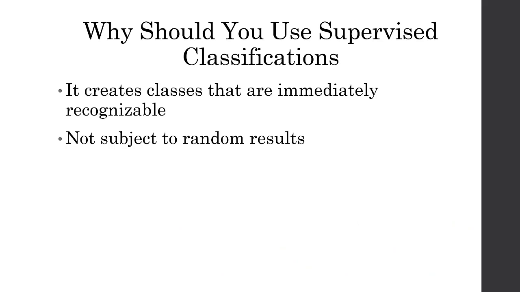So let's talk about why you should use supervised classifications, right? It seems like it takes a lot of work to collect the training data and do all that kind of stuff, and the models seem a lot more complicated. But in reality, it's nice because it allows you to create classes that are immediately recognizable. And more important than that, you can focus in on classes that you think are important, right? Because with unsupervised classification, you had no control over what classes came out in terms of what they were.